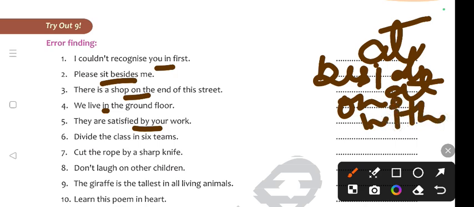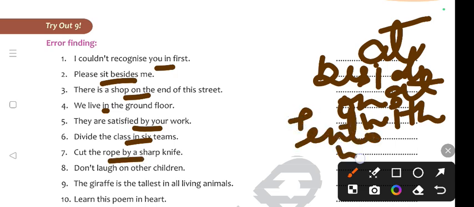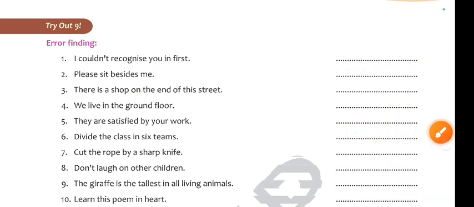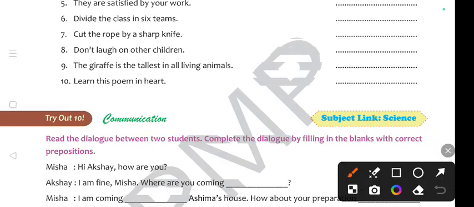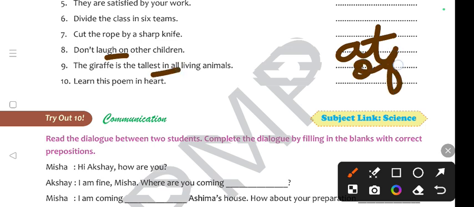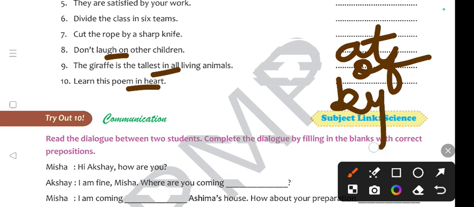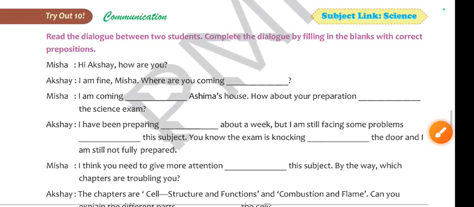Divide the class in 2. Cut the rope with a sharp knife. Don't laugh at. The giraffe is the tallest of all living beings. Learn this poem by heart. So I have just identified the incorrect preposition, and that is replaced by the correct one. Now try out 10, and this is the last exercise.